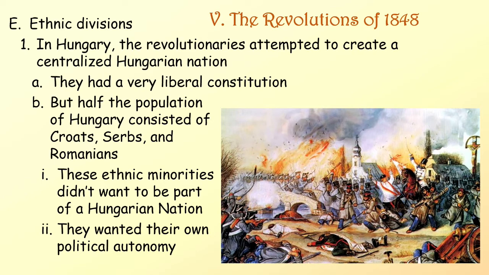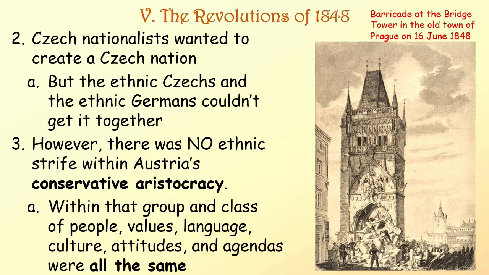Ethnic divisions. In Hungary, the revolutionaries attempted to create a centralized Hungarian nation. They had a very liberal constitution, but half of the population of Hungary consisted of Croats, Serbs, and Romanians. And these ethnic minorities, they didn't want to be part of a Hungarian nation. They wanted their own political autonomy. Czech nationalists wanted to create a Czech nation, but the ethnic Czechs and the ethnic Germans couldn't get it together.